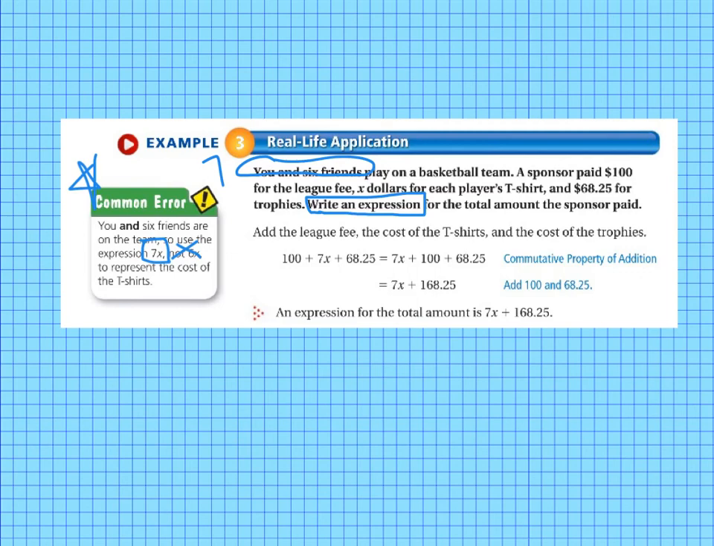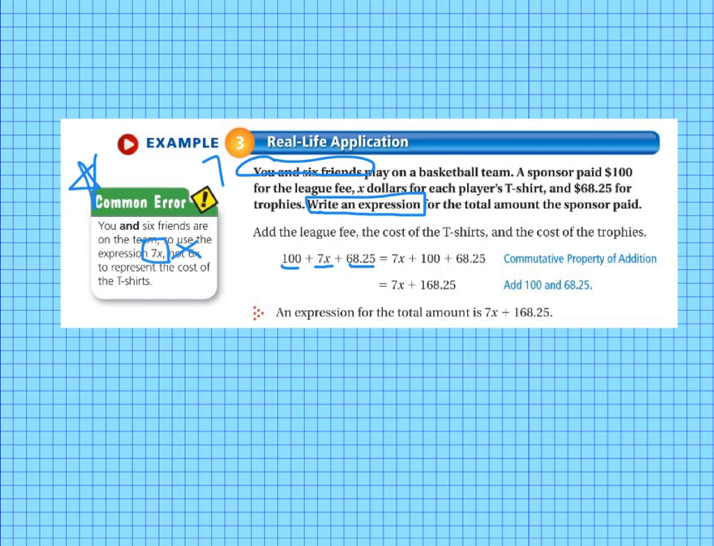So it says add the league fee. So the league fee was $100. The cost of the t-shirts: we don't know how much each t-shirt costs, but we know that there were 7 of them. So 7 times however much each t-shirt cost. And the cost of the trophies, which we know was $68.25.